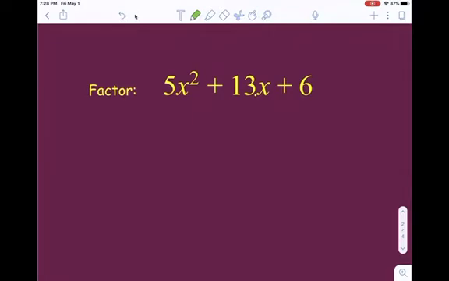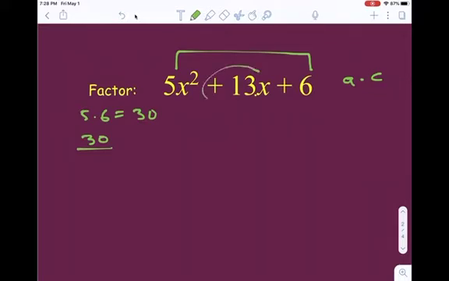So best way, let's just take an example. The very first step when you're doing grouping is you're going to take your leading coefficient and your end term, your constant, and multiply them together. So you're going to take A and multiply it by C. So we're going to do 5 times 6 and we're going to get 30. And so now we're going to look for factors of 30 that, you guessed it, add up to 13.